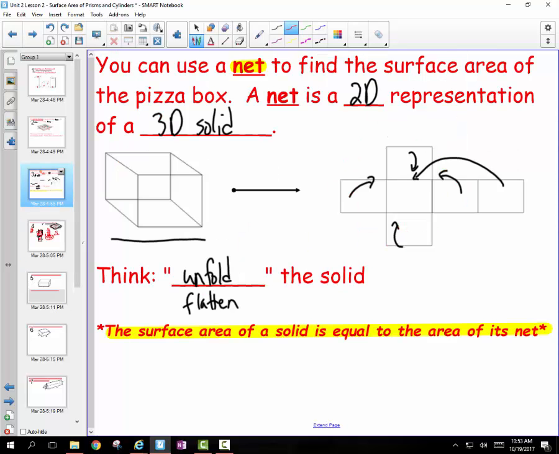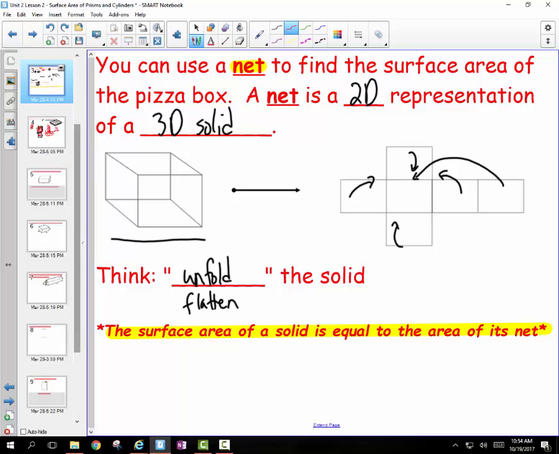Now, don't get me wrong, we can always get away with drawing a net to find the surface area of any solid, and in fact we're going to talk about this as we get deeper into the different shapes that we might encounter.